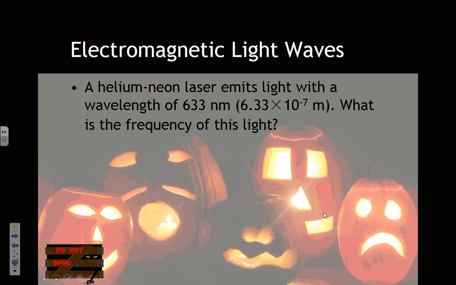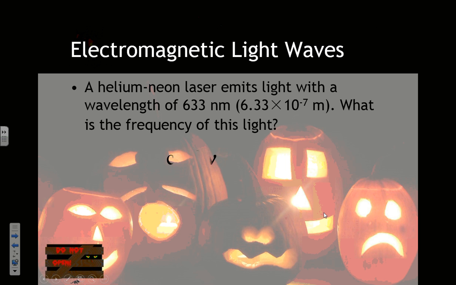Here's another problem. A helium neon laser emits light with a wavelength of 633 nanometers. It's pretty common for you to sometimes see things in nanometers because most of our visible spectrum, we get numbers that are normal when we're in nanometers. Not very normal when we look at what it actually is in meters. So don't let it throw you if you see the number in nanometers. You'll notice I also give you the number in meters, and that's the one you got to use. So what would be the frequency of this light?